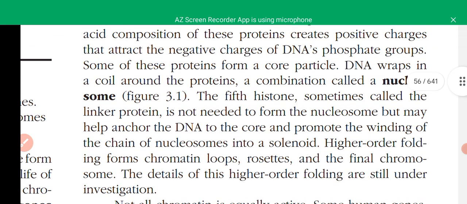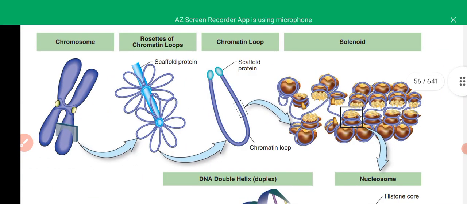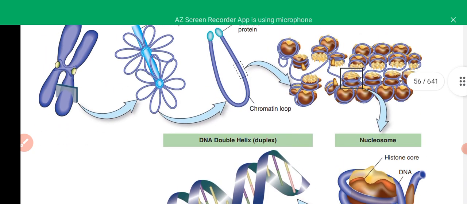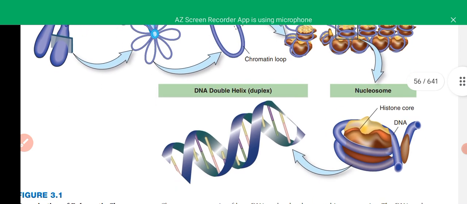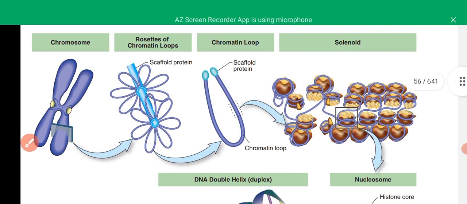Then there is super folding or higher level of folding, that is further folding of the DNA to form supercoils. Like this is DNA, and it is coiled around histone protein in such a manner, and it is called a nucleosome. Then it is wrapped around itself, forming a supercoil.